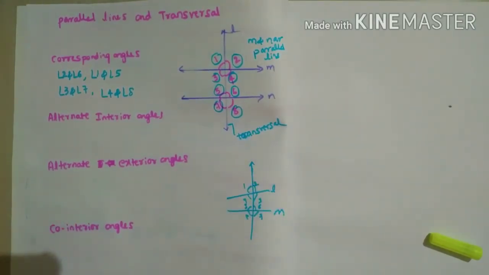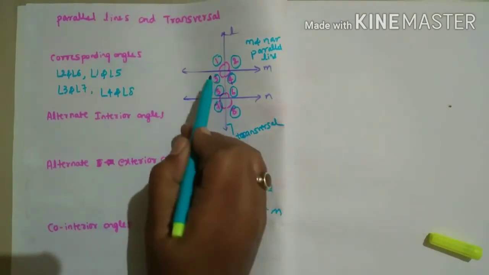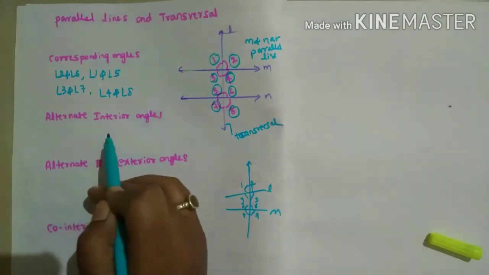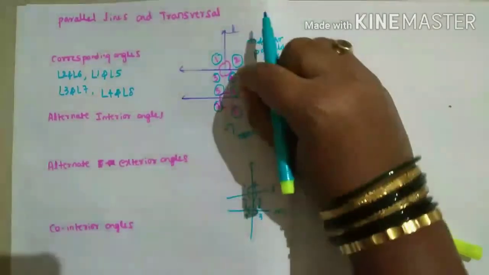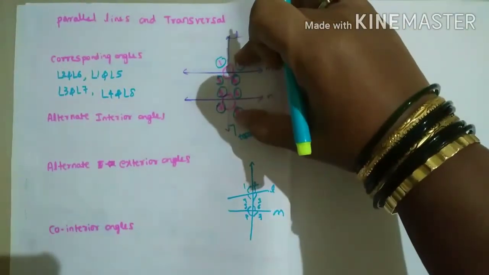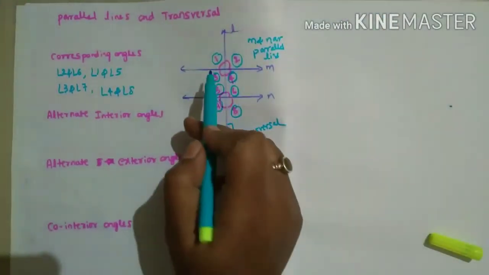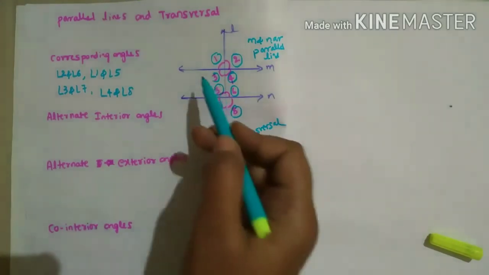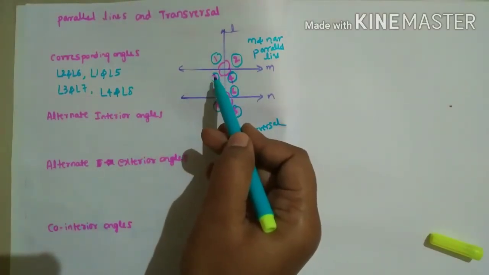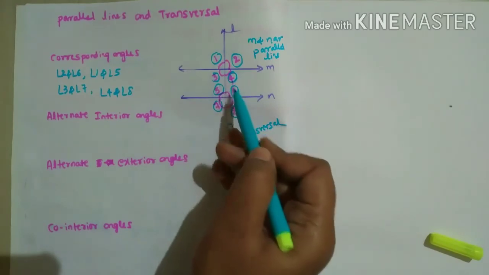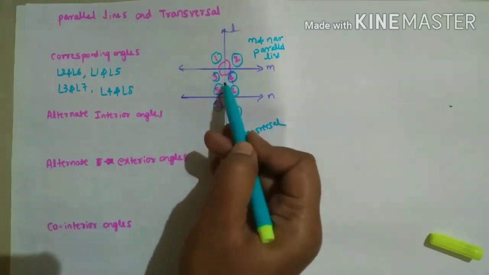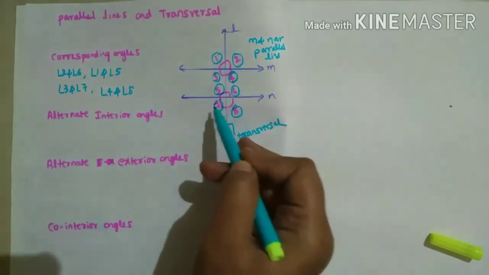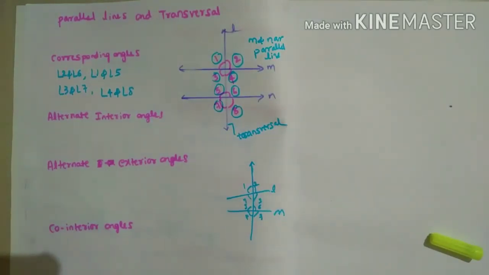Now we'll see alternate interior angles. Interior means always inside the parallel lines, and outside angles are called exterior angles. Angles 1, 2, 7, 8 are the exterior angles, and the inside angles 3, 4, 5, 6 are called the interior angles. So here they are asking for alternate interior angles.